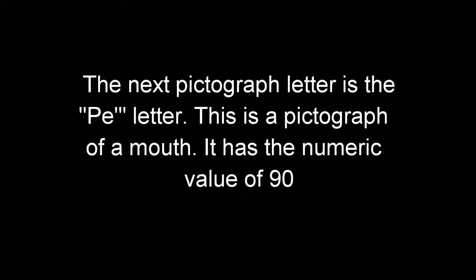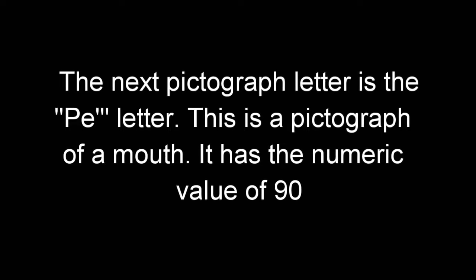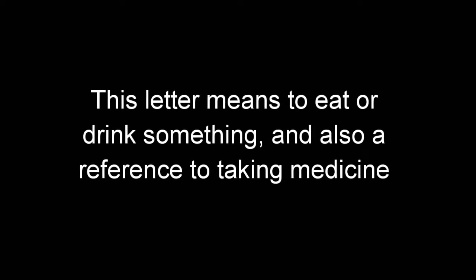The next pictograph letter is the Pei letter. This is a pictograph of a mouth. It has the numeric value of 90. This letter means to eat or drink something, and also a reference to taking medicine. Here is a picture of the Pei pictograph letter, and its numeric value and sound.